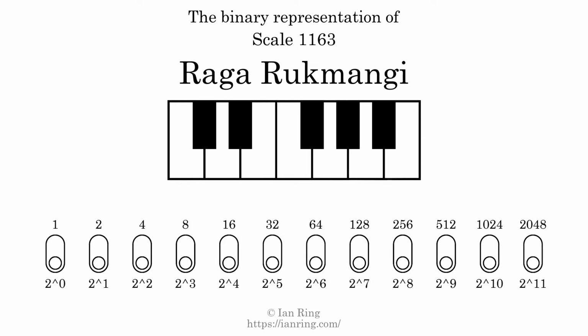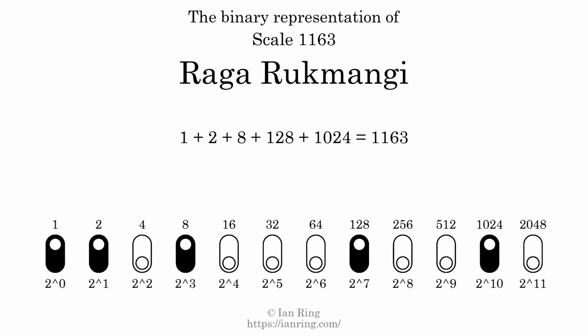The binary representation of this scale is determined by mapping tones of the scale to binary digits. Each binary digit represents a power of 2. To get the scale number, we add the powers of 2 together. The powers of 2 that are present in the scale, all added together, equals 1163. That is why the scale number, in decimal, is 1163.